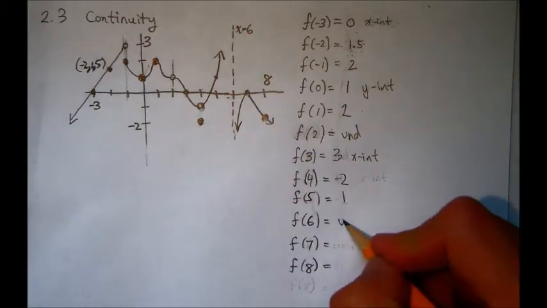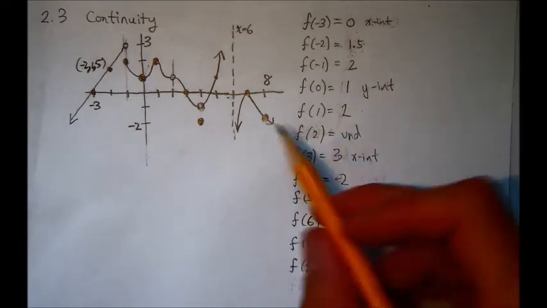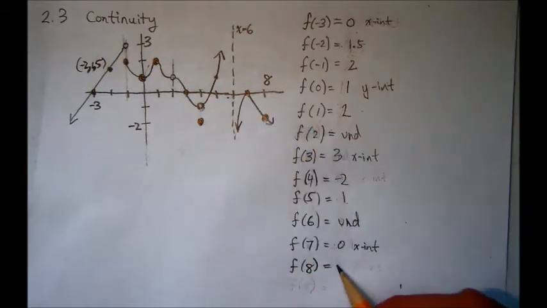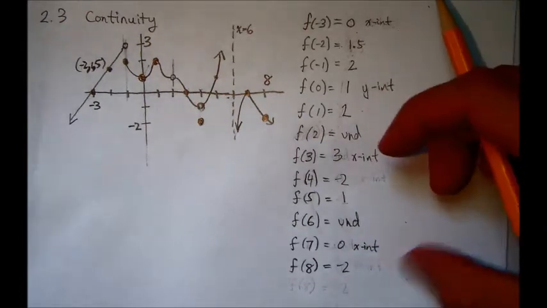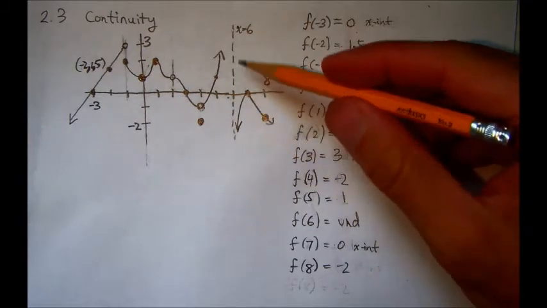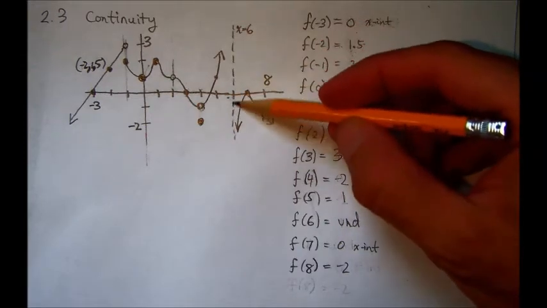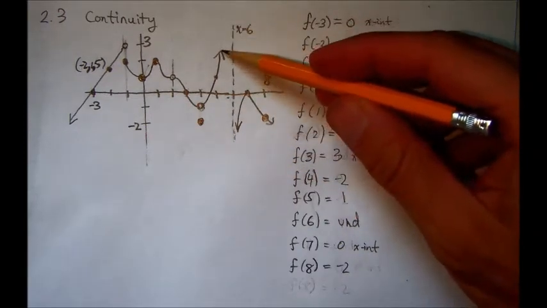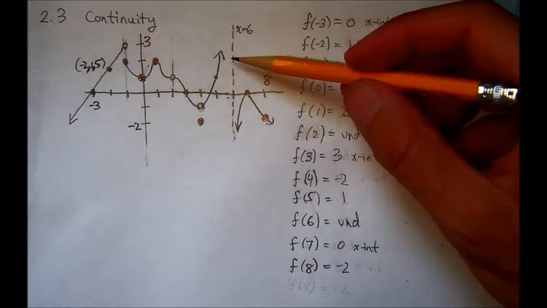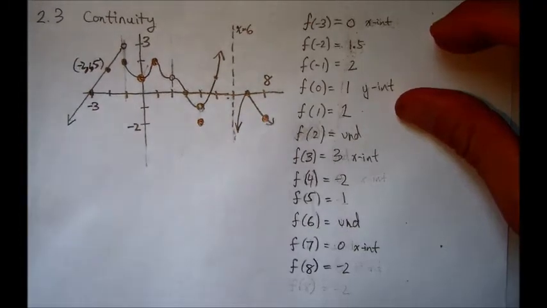F of 6 is undefined again, but for a different reason from before. F of 7 is another x-intercept. And f of 8 is at -2. Okay, so your f of 6 is undefined because of this vertical asymptote. Again, there's no way that this vertical asymptote can touch any portion of the graph, meaning that that graph is not defined at x equals 6. Remember, a graph cannot cross a vertical asymptote for a single function like that. Okay, so there it is.